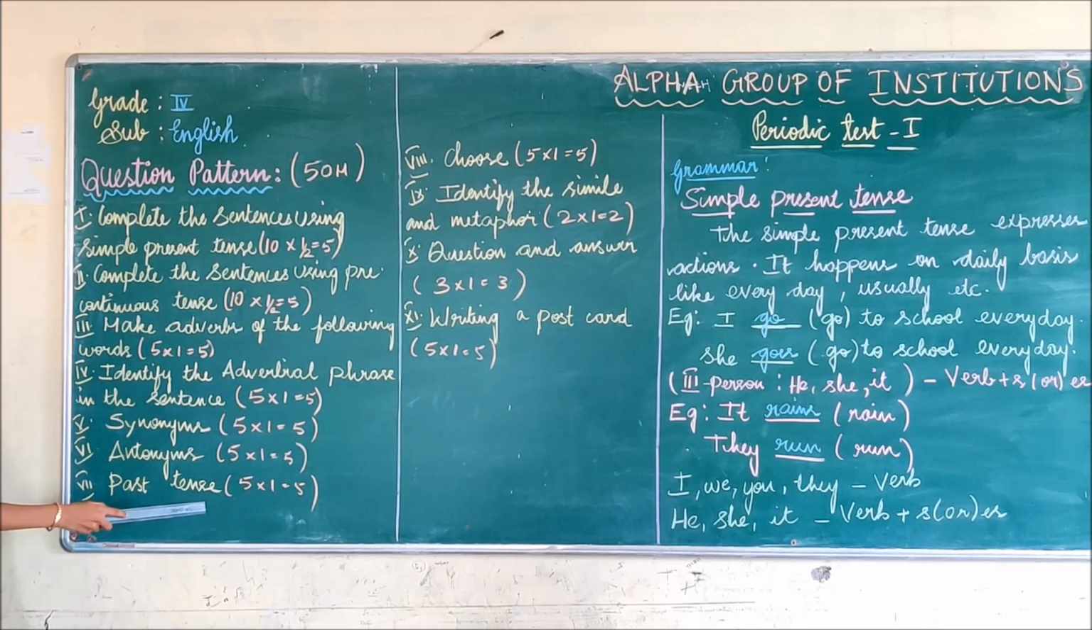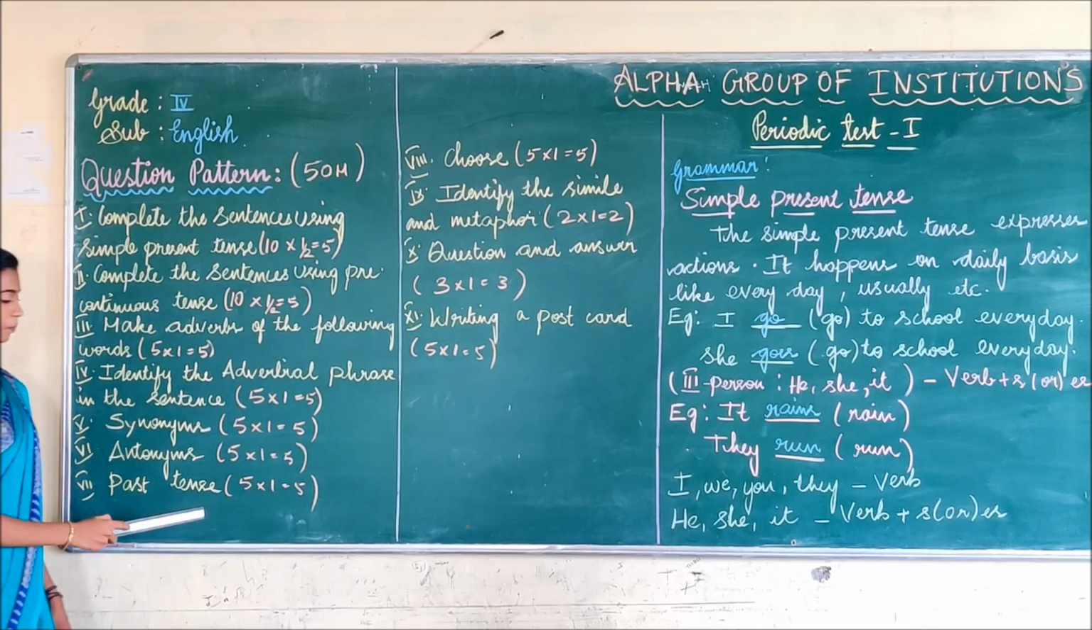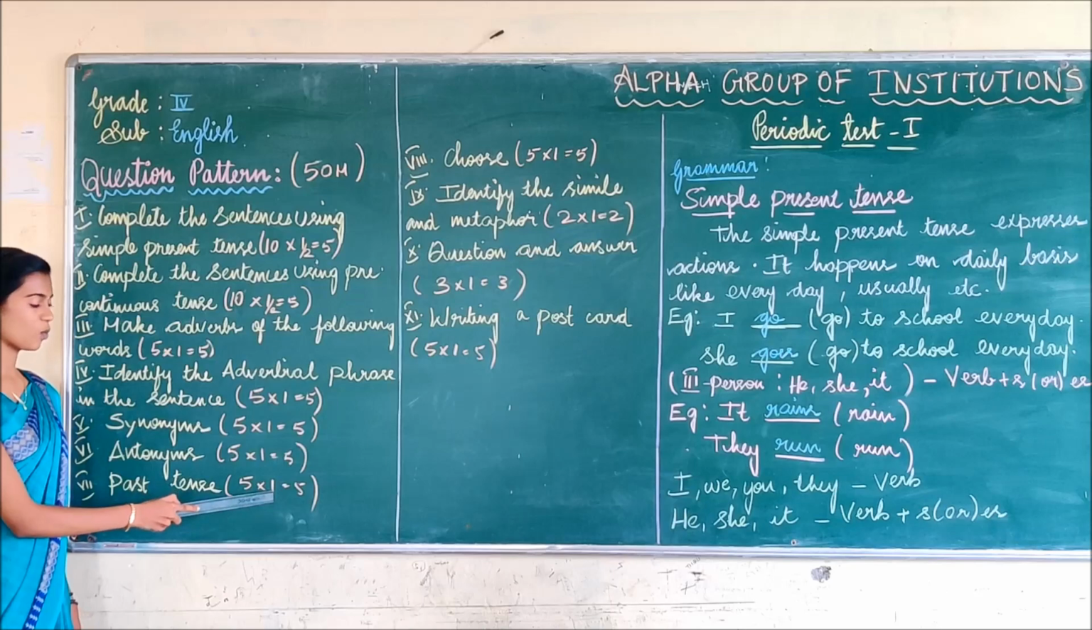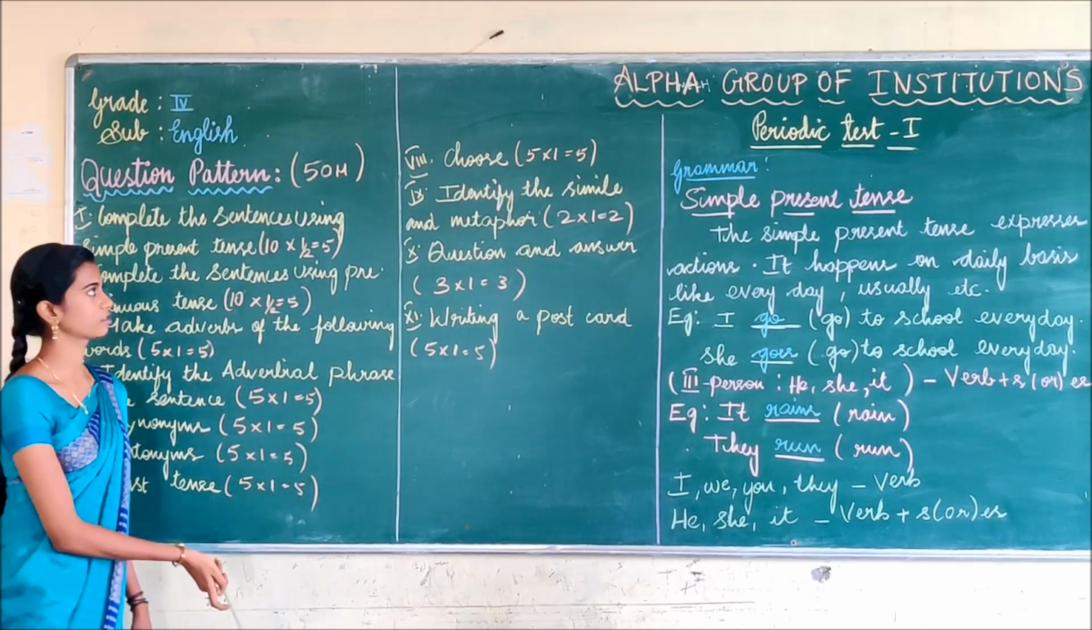Next one, past tense. The past tense also contains 5 questions. Each question carries 1 mark and totally 5 marks.